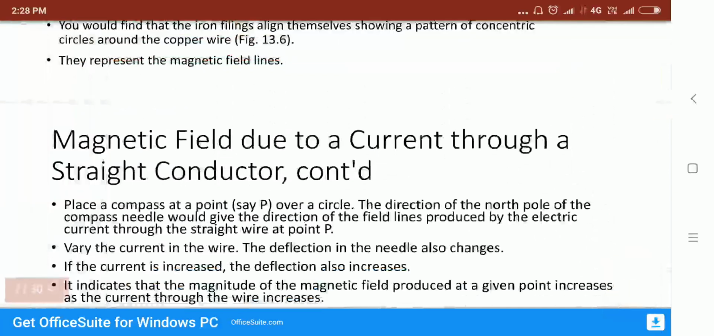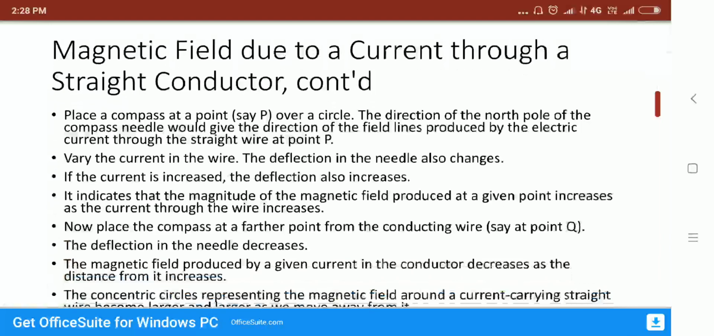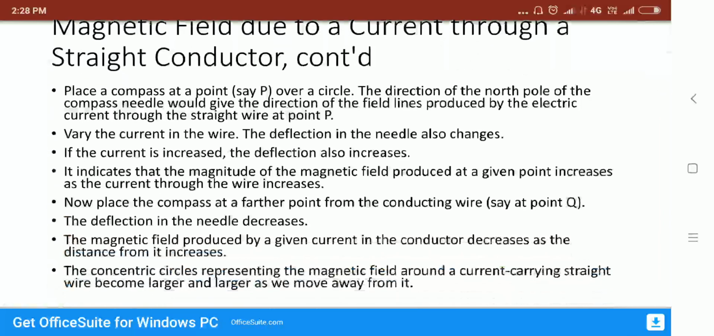Now, to observe that, we are keeping a compass needle at point P over a circle. The direction of the north pole of the compass needle gives the direction of the field line produced by the electric current through the straight wire at point P. Now, if we vary the current in the wire, the deflection of the needle also changes. If the current increases, deflection increases. So it also defines that the magnitude of the current directly varies the magnitude of the magnetic field produced by that current.